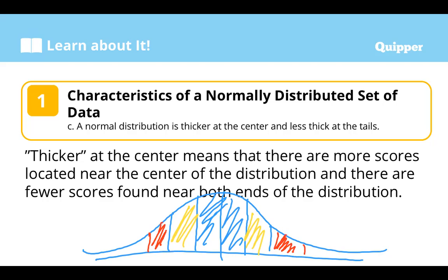Being thicker at the center means that there are more scores located near the center of the distribution and fewer scores found near both ends of the distribution. This means there are more scores closer to the center than at the sides. That's the third characteristic.